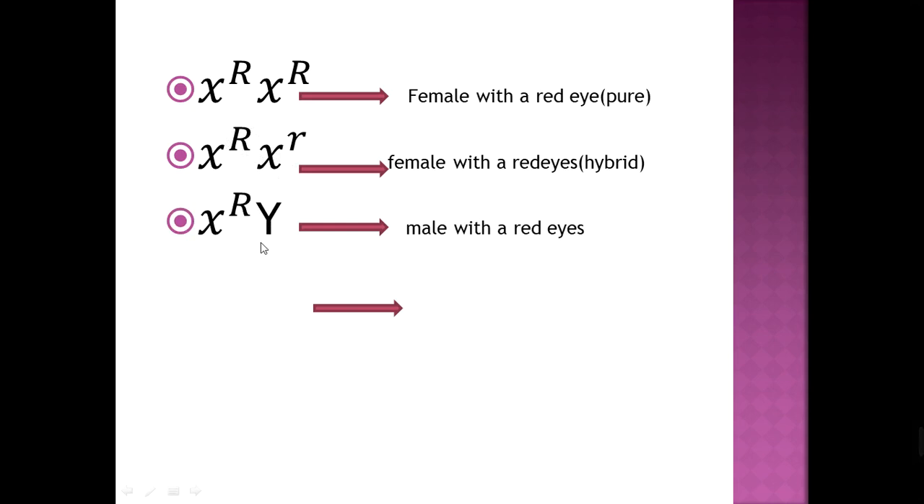XY means this insect is a male, and the R capital represents the gene which will produce the red eye color. And XY, it's a male, but R small is a recessive gene, so this male will be white-eyed. So this female is red-eyed, this female is red-eyed, this male is red-eyed, and this male is white-eyed.